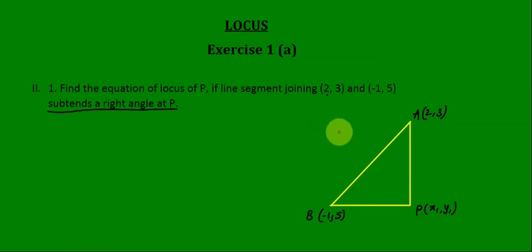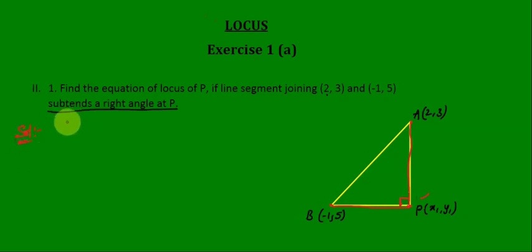So if you observe here in the diagram, A and B is the line segment which subtends a right angle at P, forming a right angled triangle, right angled at P. So I'll take that point P as the locus point (x1, y1). We'll solve this using the same three steps which we followed for the remaining problems in this chapter.